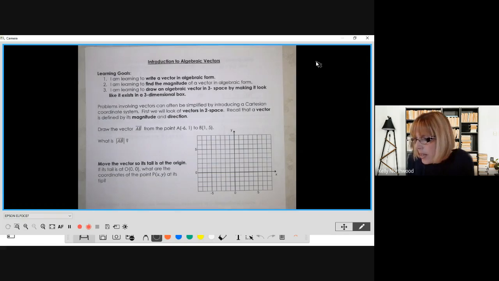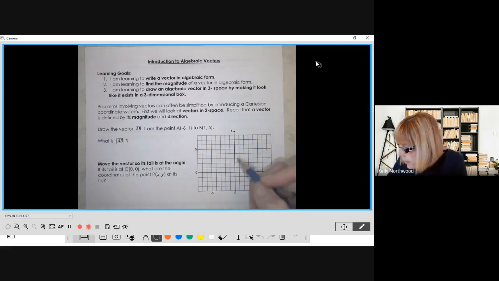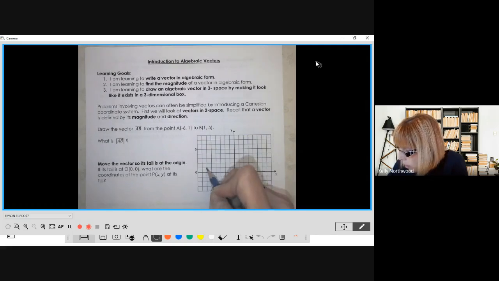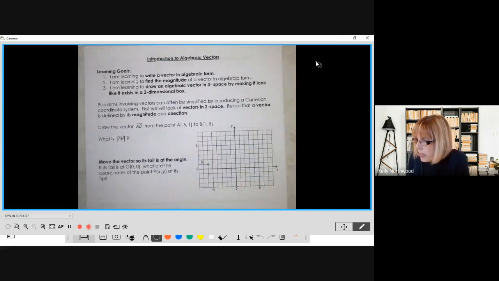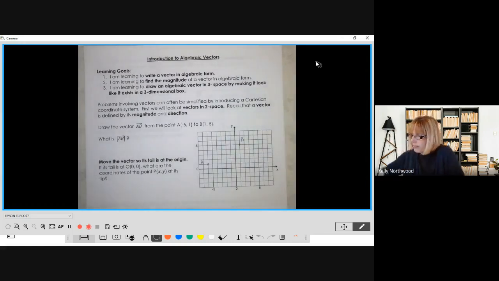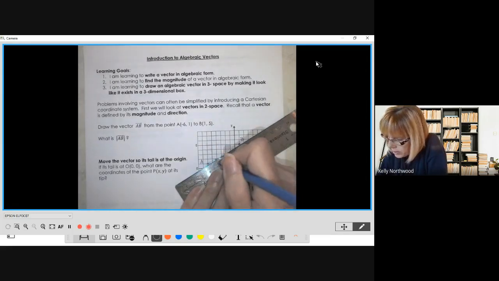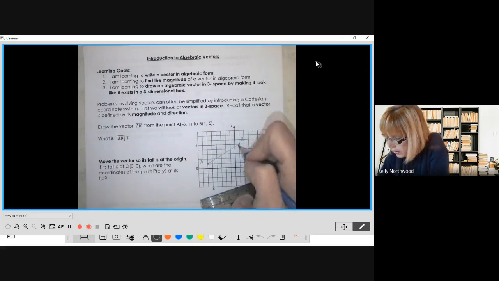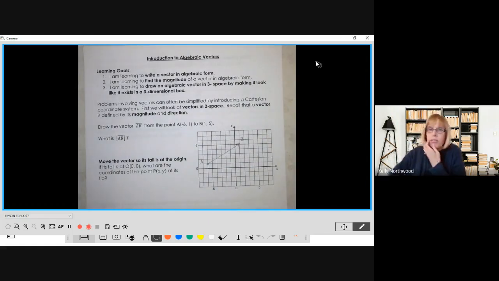If you know the length of a vector and what direction it's pointing in, then you can completely define the vector. So we're going to draw the vector AB that starts at the point A, negative 6, 1. There's my point A. And point B is at 1, 5. And join them. And there's your vector AB.